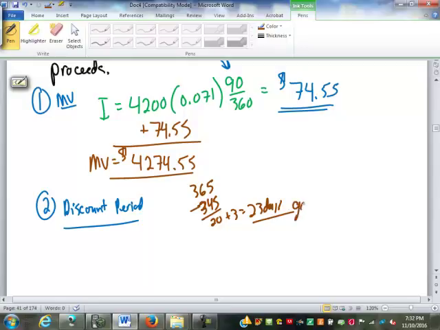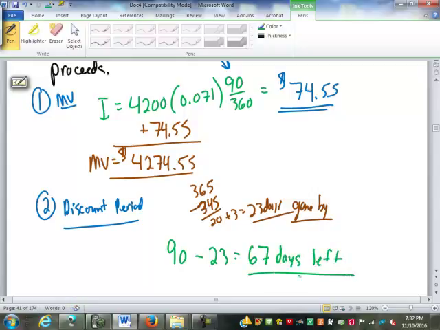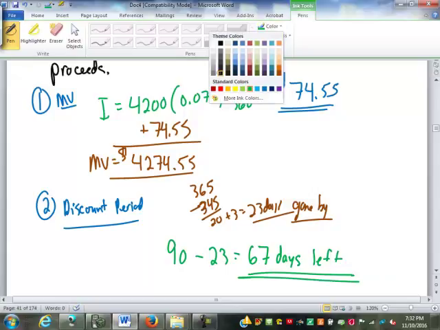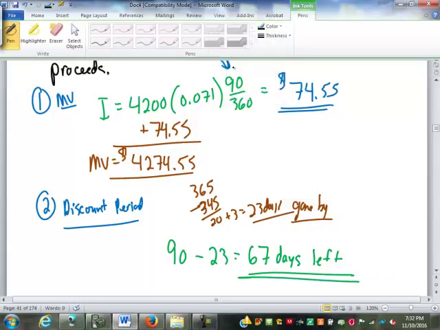This is the days gone by. The days left are the 90 minus 23. So 67 days left. So 67 days is the discount period. I know there's a lot of confusing pieces here, and I screwed one up, which makes it even more confusing.